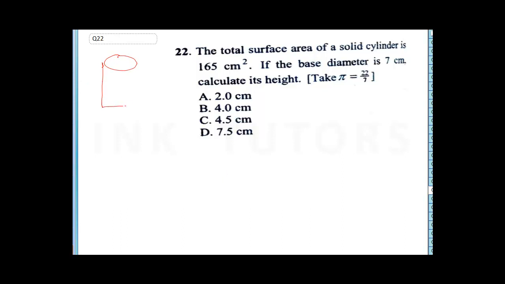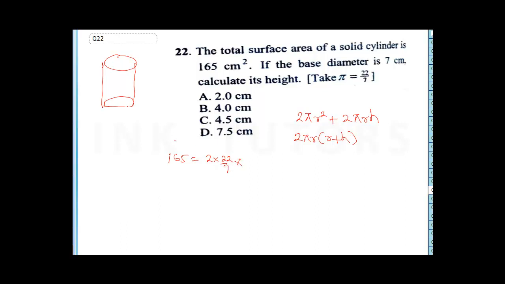So the total surface area. The formula for total surface area of a cylinder is given as 2πr² plus 2πrh. So this means we can factorize 2πr into (r + h). So this means 165 is equal to 2 times 22 over 7 times.